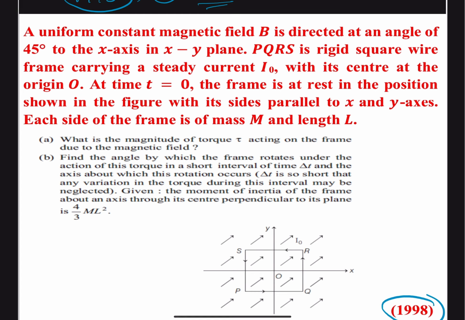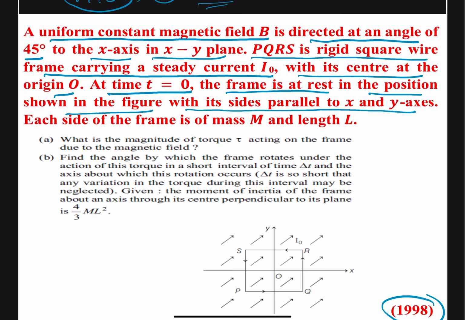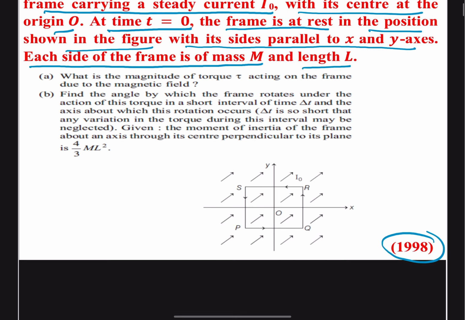So in the first one, we are given a uniform constant magnetic field B directed at an angle 45 degree to the x-axis in the xy plane. PQRS is a rigid square wire frame carrying a steady current I0 with its center at origin O. At the time t equal to t0, the frame is at rest in the position shown in the figure, with its sides parallel to x and y axis. Each side of the frame is of mass m and length capital L. So based on this description, we have 2 questions asked on it.